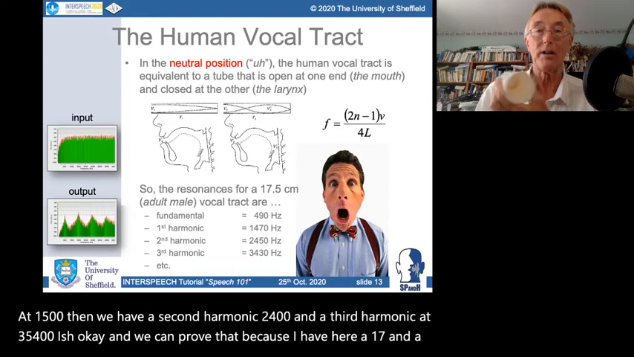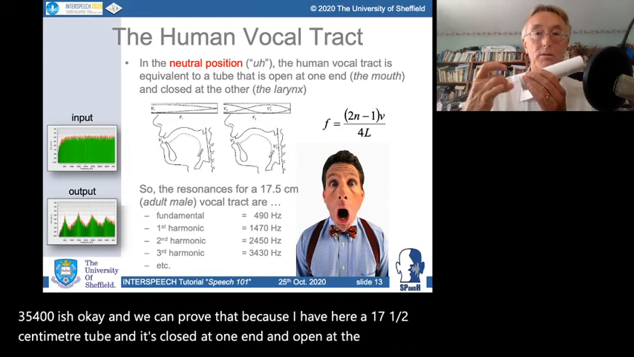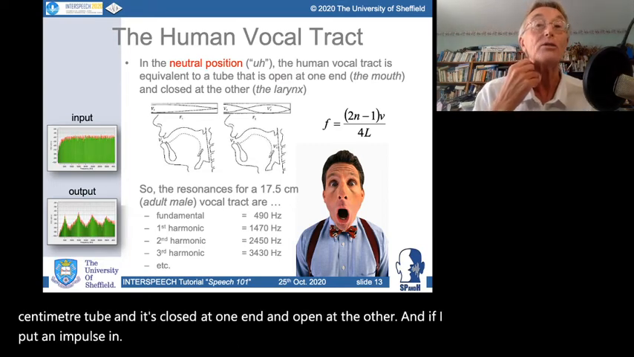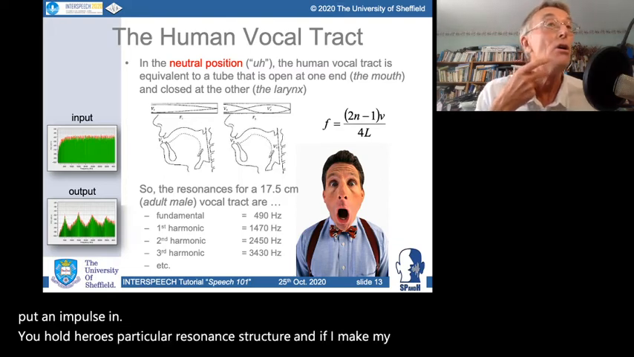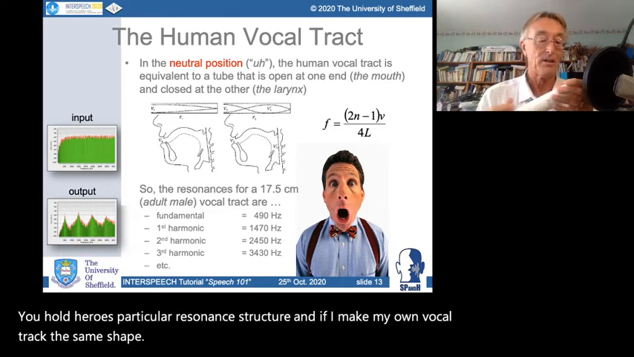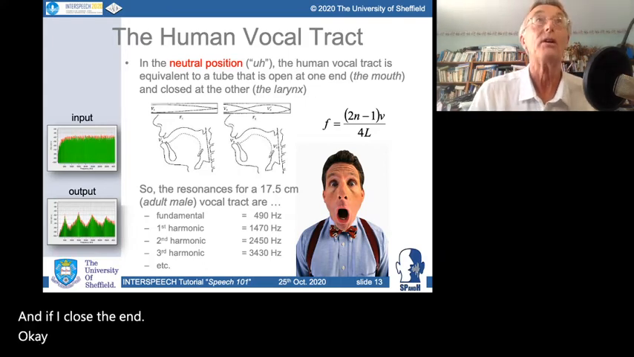Okay. And we can prove that because I have here a 17 and a half centimeter tube, and it's closed at one end and open at the other. And if I put an impulse in, you will hear a particular resonance structure. And if I make my own vocal tract the same shape, and if I close the end, okay, so we know that that's a reasonably good model of what's going on.